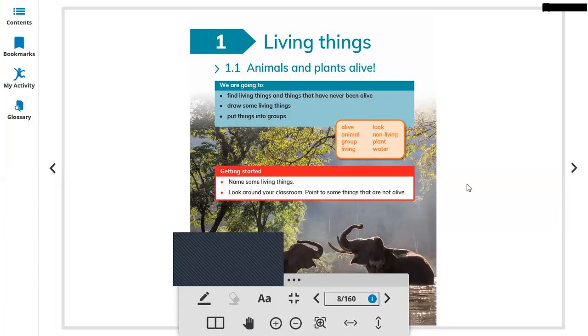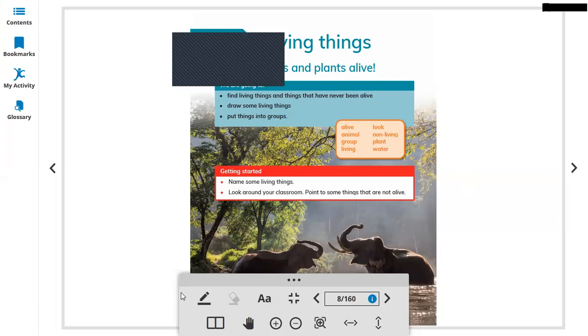Today in science, we are going to start with our unit 1, lesson 1. The name of unit 1 is living things. And our lesson is 1.1, animals and plants that are alive. So we are going to differentiate between living and non-living things.